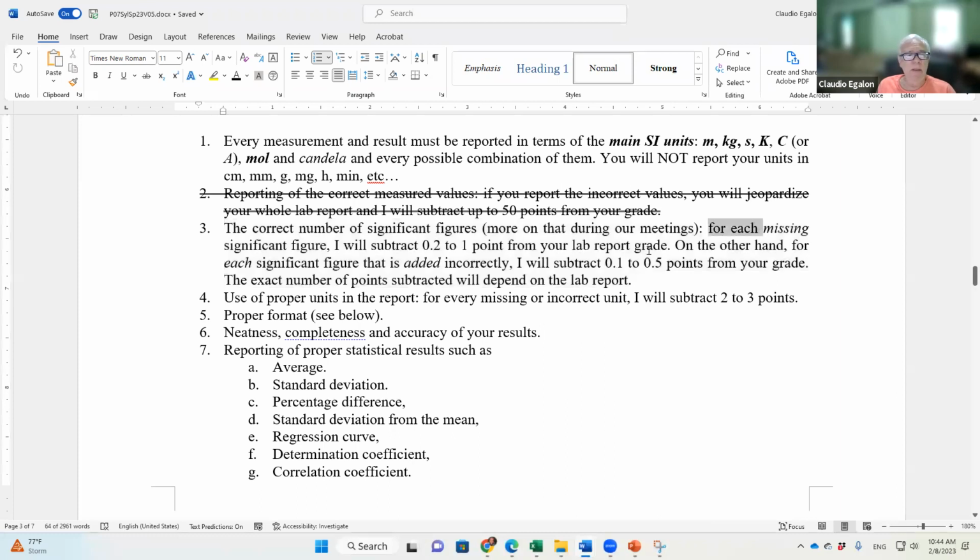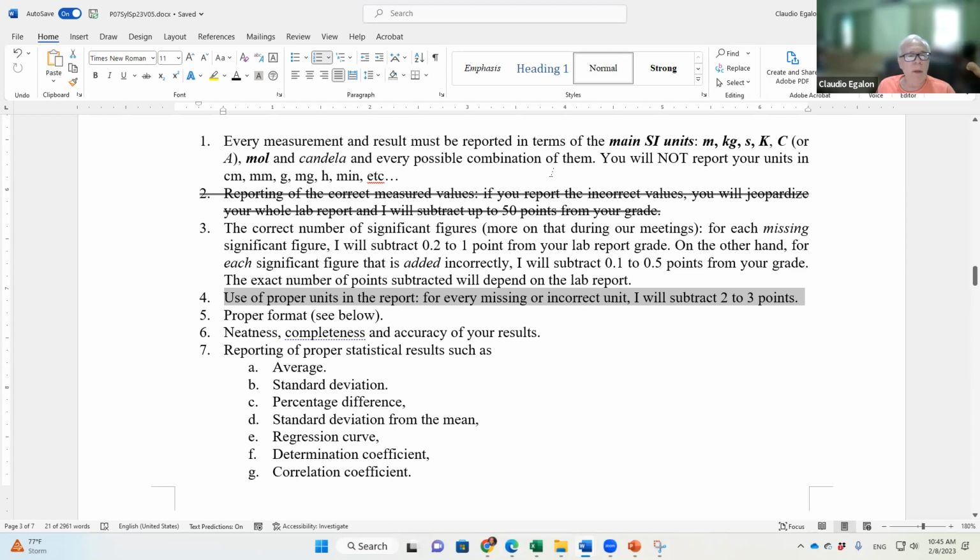For each missing significant figure, I will subtract 0.1, 0.2 to 1 point from your lab report grade. On the other hand, for each significant figure that is added incorrectly, I will subtract 0.1 to 0.5 points from your grade. The exact number of points to subtract will depend on the lab report. It varies from lab report to lab report, okay? But it's gonna be anywhere between that.